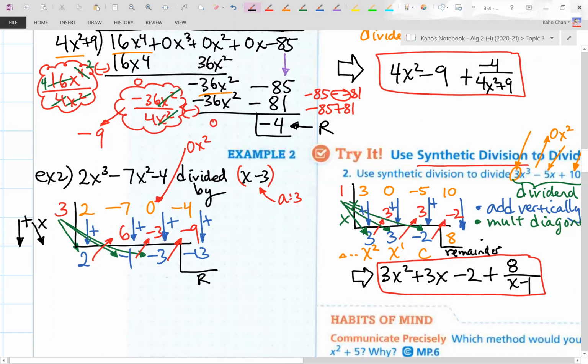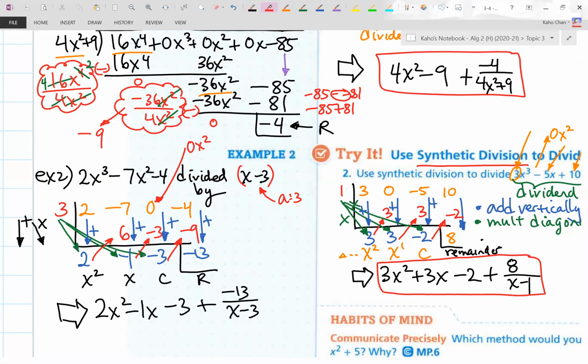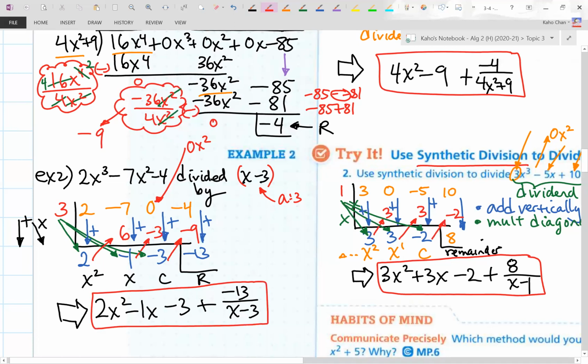Then let's go to the left and build up my polynomial, starting with the constant, the first power of x, and the second power of x like that. And that gives me my final answer: 2x squared minus 1x minus 3 plus negative 13 over the original divisor, x minus 3. Yes, x minus 3 is not a perfect factor because we have a remainder. Make sense? If it was a 0, that would be perfect, wouldn't it? All right.